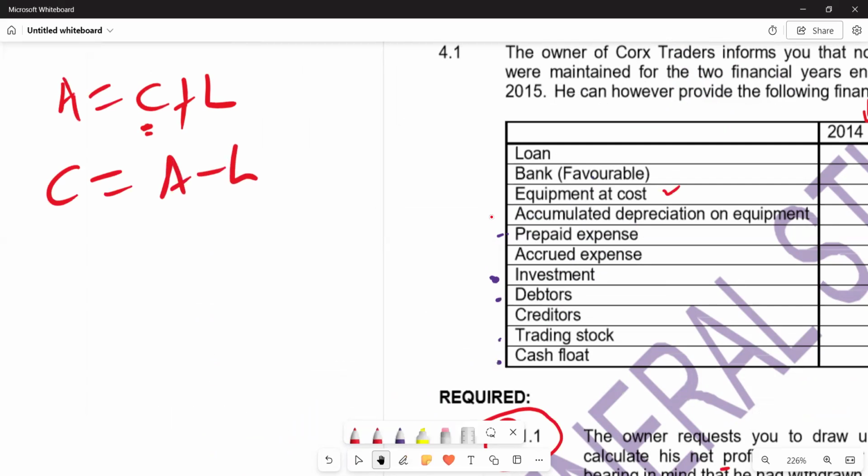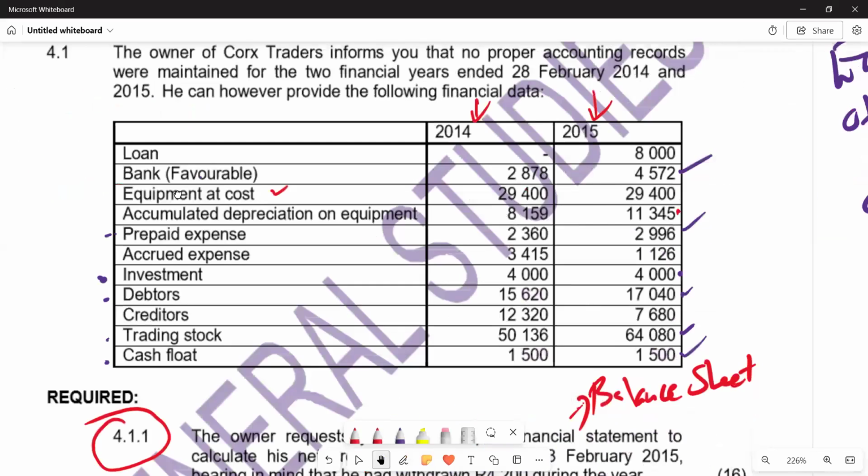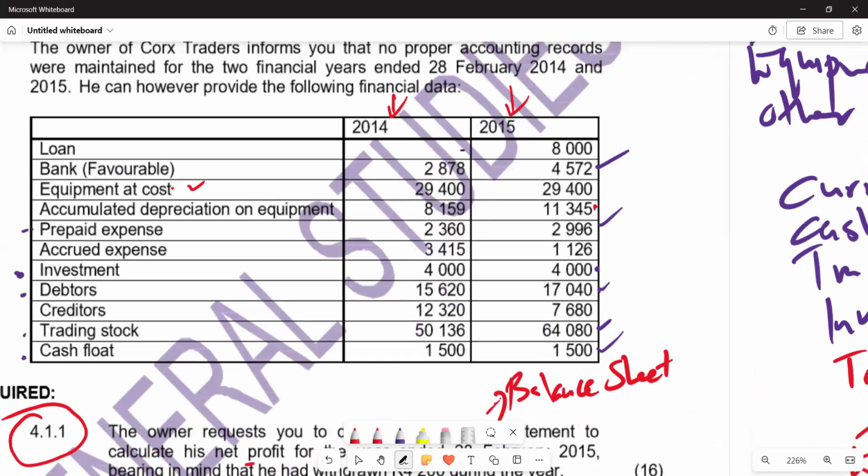So what are we going to do? We are just going to add the total for assets and then we subtract the total for liabilities in the column of 2015. So we come here. Let's identify our assets and liabilities. This one is a liability. Bank favorable is an asset.